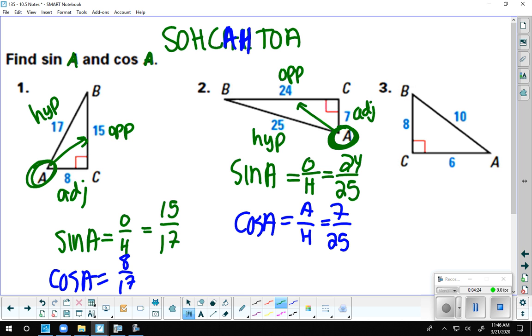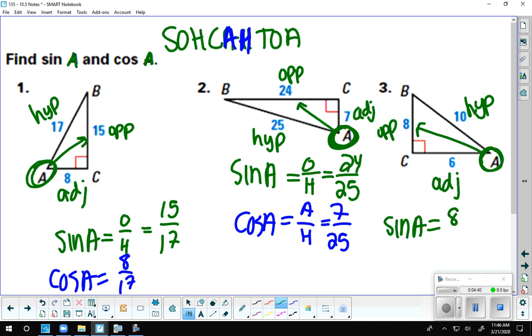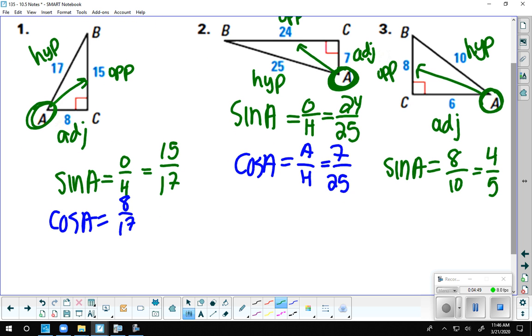And then last one, we're looking at angle A. Start by labeling the hypotenuse, across from the 90-degree angle. This is the opposite side because it's opposite of the angle that we're looking at. And this is the adjacent side. So sine of angle A is opposite over hypotenuse, and we can simplify this. 2 goes in there 4 times, 2 goes in there 5 times. And then the cosine of angle A is adjacent over hypotenuse, which we can simplify. 2 goes into 6 3 times, and 2 goes into 10 5 times.